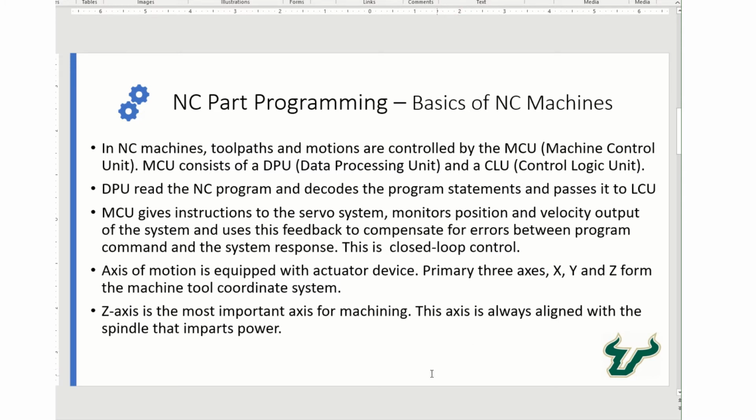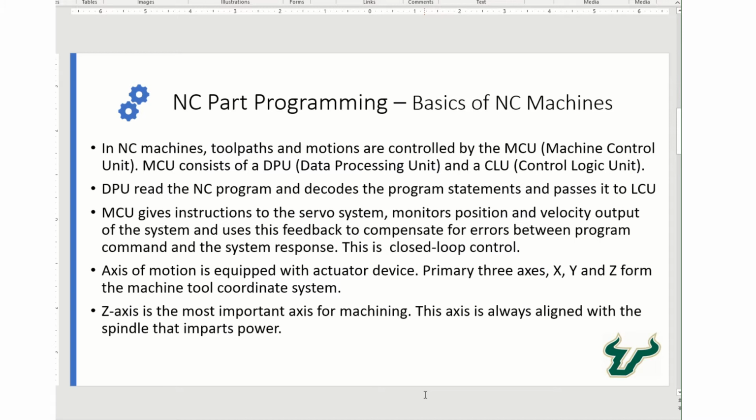Okay, the servo motor is basically an electromechanical device in which an electrical input determines the position of the armature of the motor. And you might have seen these servos, which are used extensively in robotics and also in radio controlled cars, or even on airplanes and boats, and so on. So the MCU gives the instructions to the servo system, monitors its position and velocity output, and uses this feedback to compensate for the errors between the program command and the system response. And this is basically what is called feedback, or closed loop control.